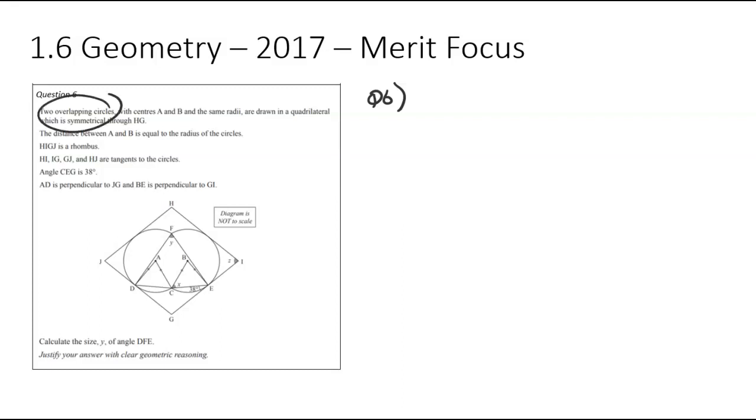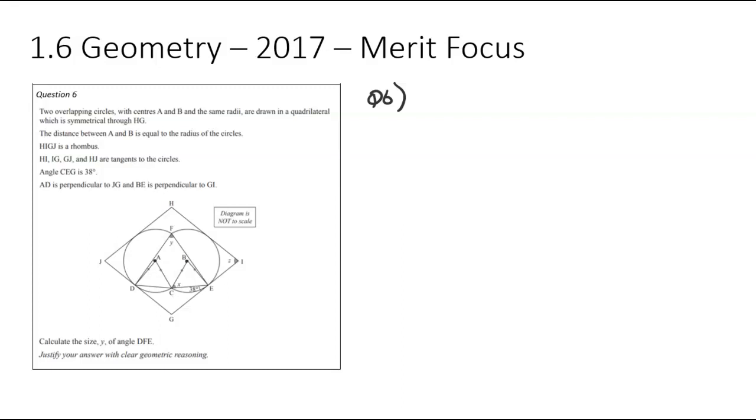So we've got two overlapping circles, and you can kind of see that if I carried on the circles, they would look a bit like that. They overlap each other, where A and B are the centers of those circles, and drawn in a quadrilateral which is symmetrical through HG. Hopefully you can see that the quadrilateral goes down there and then back up and then there. Just noting this last one here, that bottom side, it is two slightly declining lines, not the bottom of a triangle. So that makes 4 sides in total.